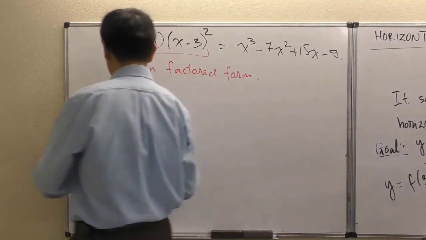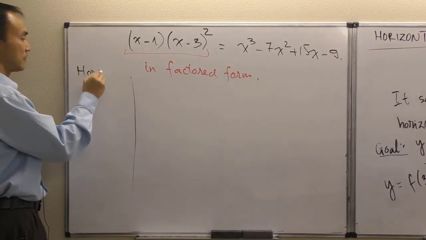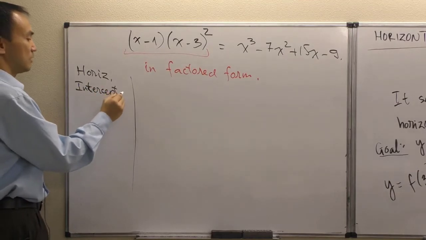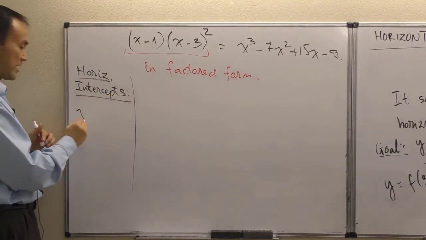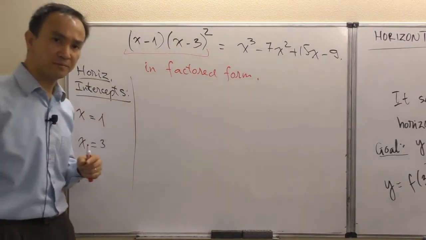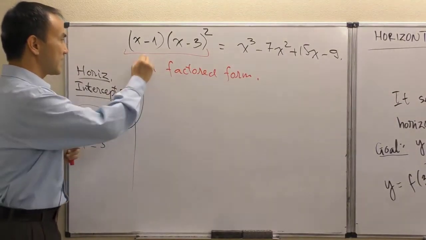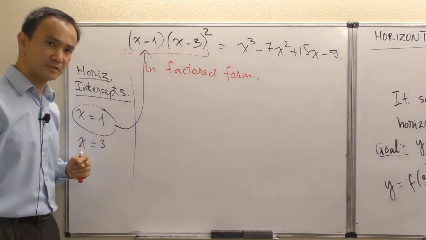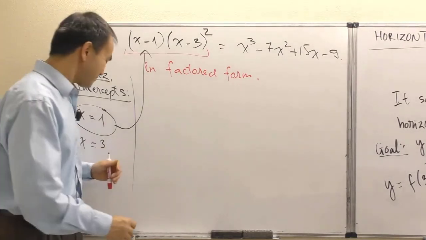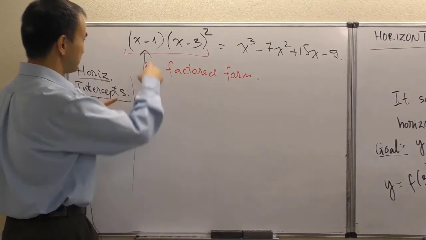Now, to save myself from walking back and forth between the two boards, I'm going to write it down. x equals 1, and we had another one, x equals 3. We have 2 of them. Now x equals 1. Look right at that factor. It has something that explains this. As a matter of fact, you see x minus 1 right here.